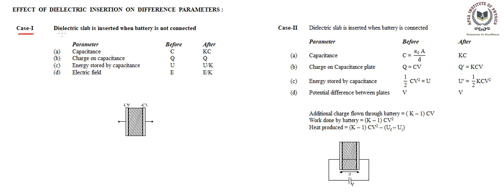Case number one, in this case we are considering that the dielectric slab is being inserted when the battery is not connected. So that means this is the parallel plate capacitor and the K, or dielectric constant, has been inserted. So what happens to the following parameters? Here in this column there are parameters and their values before the insertion, their values after the insertion. So first parameter is capacitance.